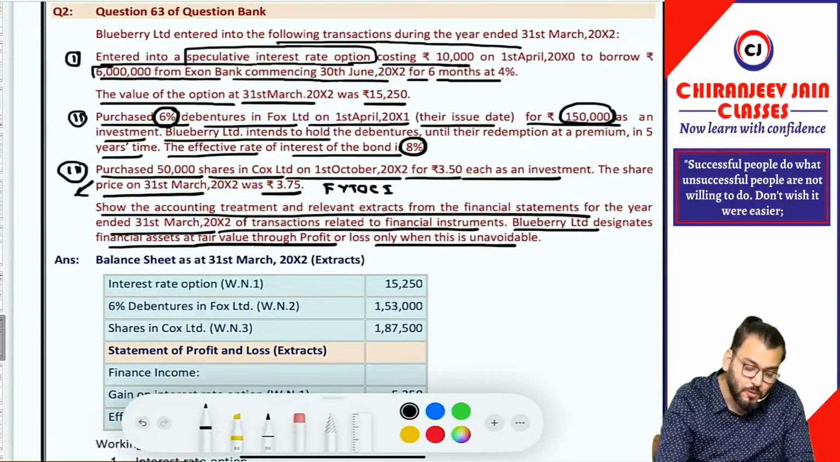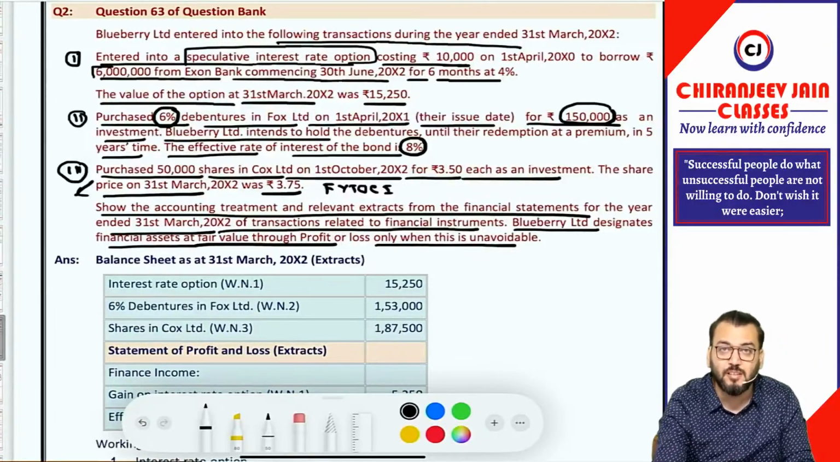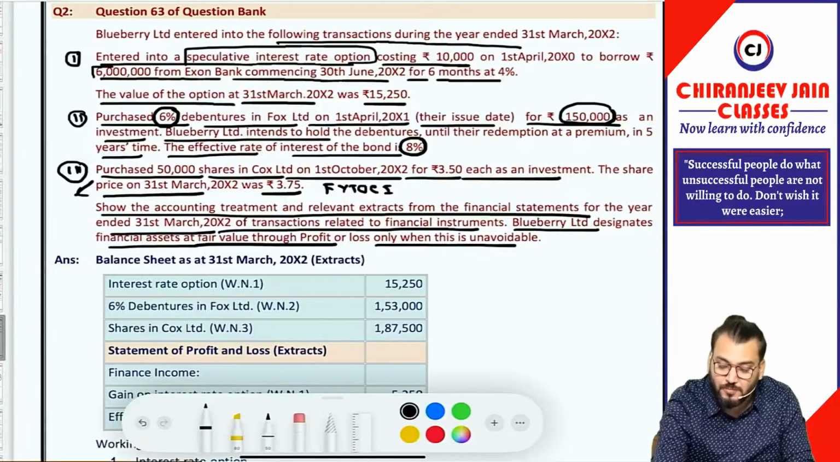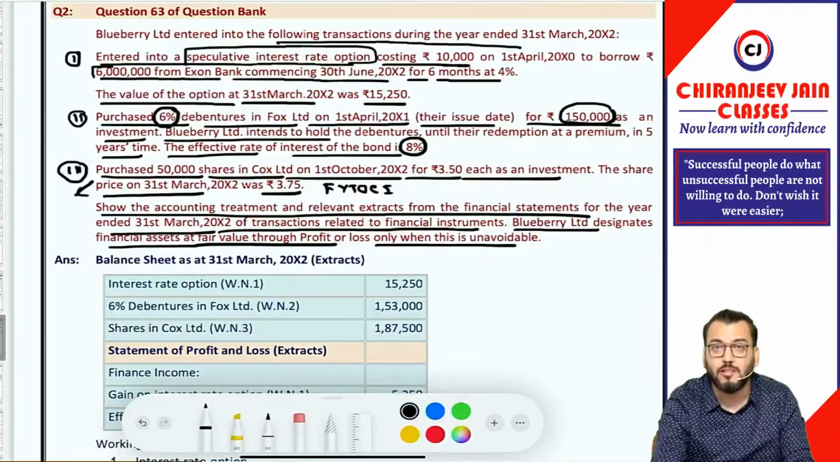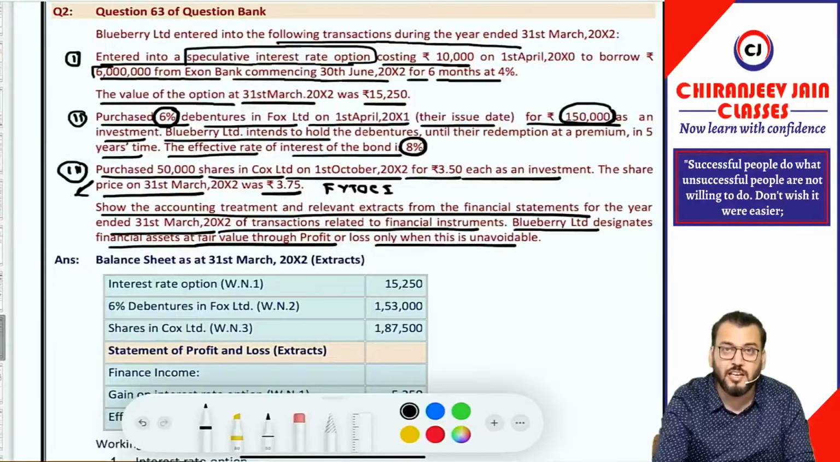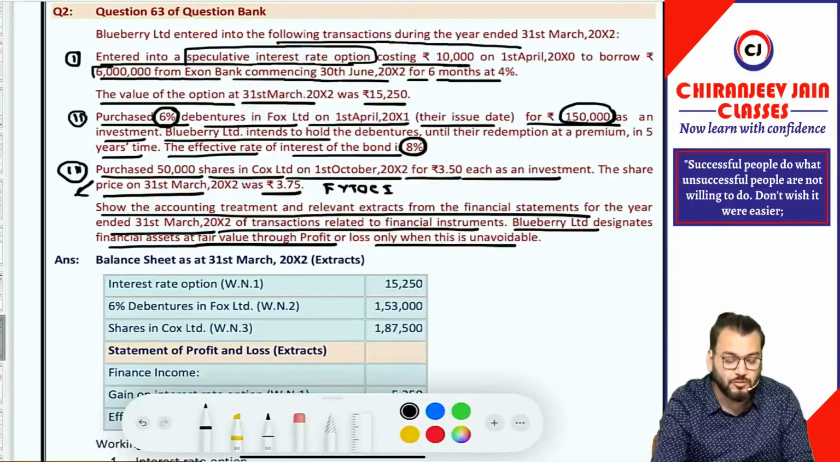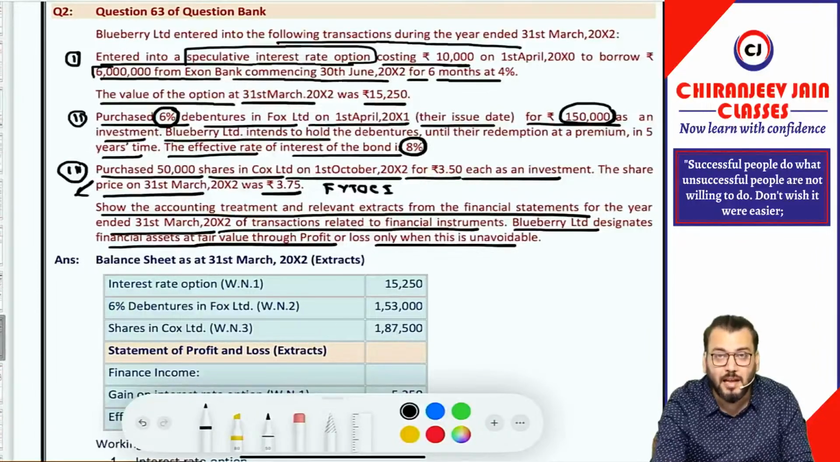Now the price has gone from 3.5 to 3.75. So there is a gain of how much? 50,000 into 0.25, so the gain of 12,500. This gain will be transferred to OCI and accumulated in a separate component of equity. So the journal entry will be: financial asset debit, to OCI, and you can transfer it to the FVOCI reserve.